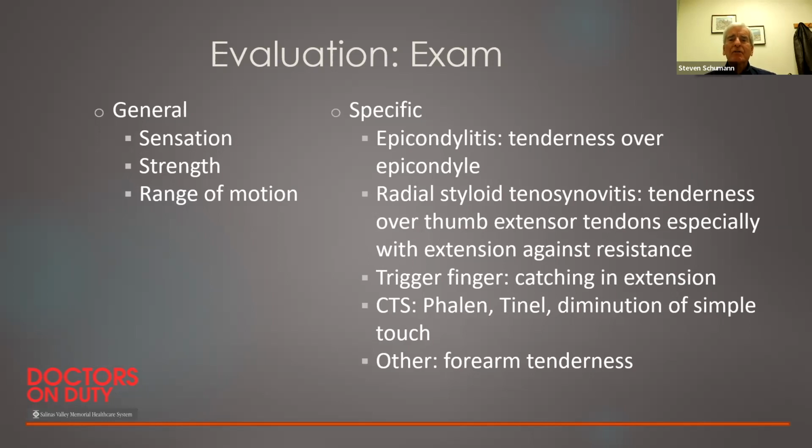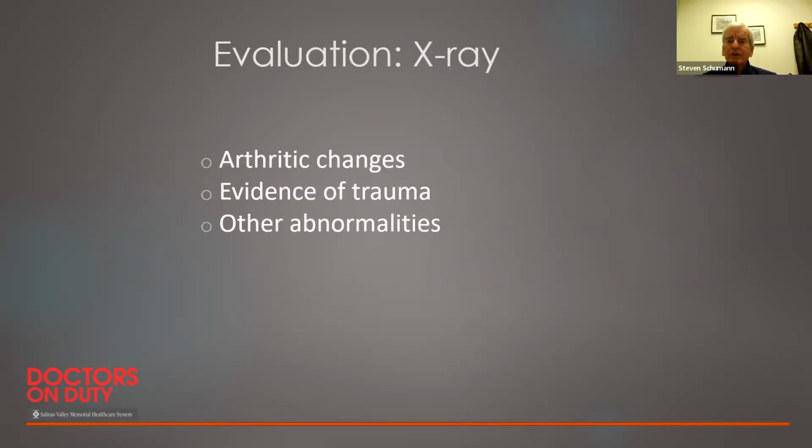Carpal tunnel, are there physical findings that are consistent? Bearing in mind that Phelan and Tinel signs are notoriously difficult to elicit, and false positives, false negatives don't rule out or rule in the condition. And then is there just forearm tenderness that would suggest maybe we're just talking about a general forearm strain, but that can occur with these other conditions. So the exam should help us be more specific in terms of what our working diagnosis is.